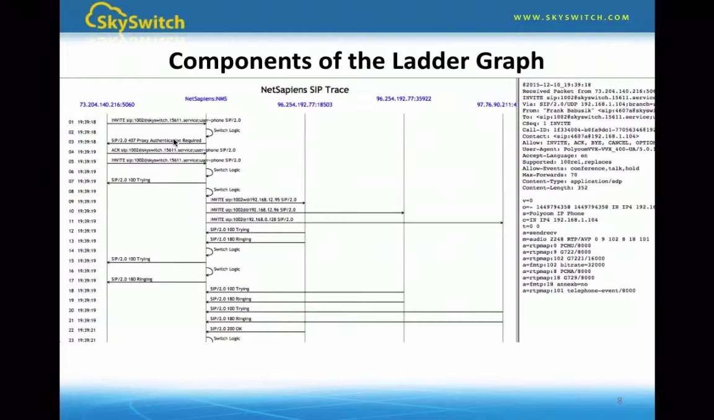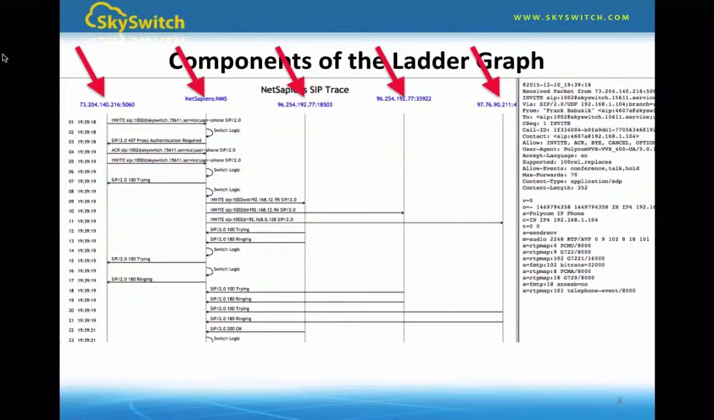So, components of the ladder graph. The important components are across the top. You'll notice that every vertical line has a heading at the top, and that heading is usually an IP address and a port number. In this particular call, we see 5 different vertical lines. Each of those represents a different SIP endpoint. Starting on the left, we have 73.204.140.216. That's the entity that's making the call.